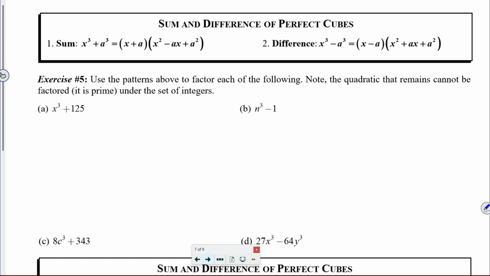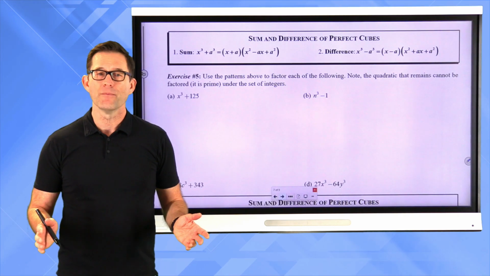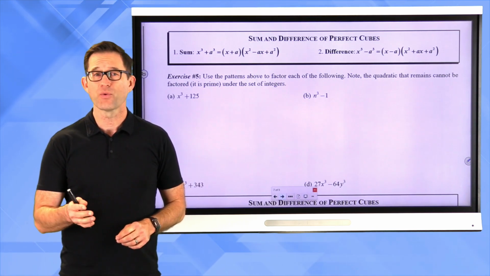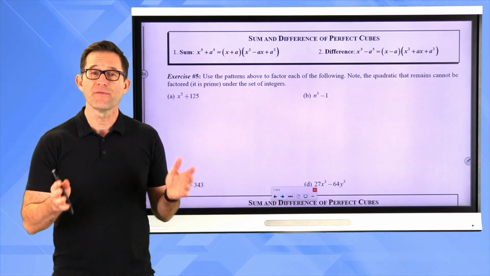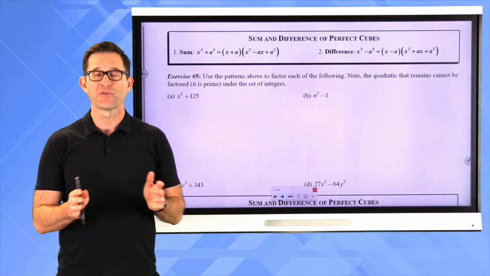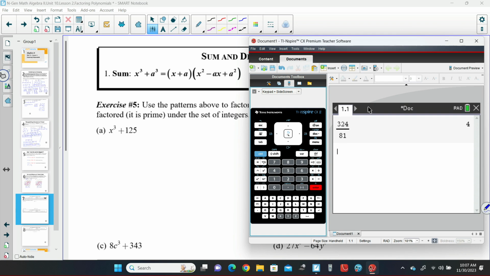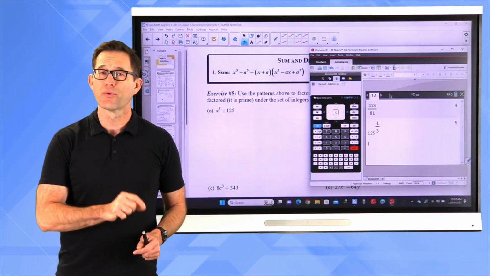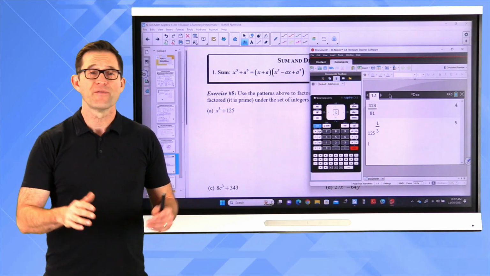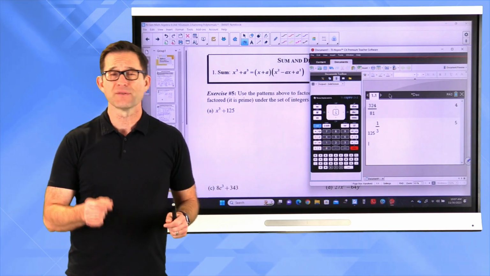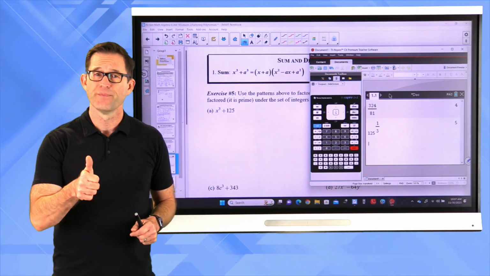Here we have x cubed plus 125. Now, this is only going to work if 125 is a perfect cube, and it is. 125 is 5 cubed. Of course, if you have any question about whether a particular number is a perfect cube, you can always take your calculator, put in the number, raise it to the 1/3, and see what its cube root is. So the cube root of 125 is 5. If you have any doubt, just take your calculator out and see what its cube root is, and if it's a nice integer, you're good to go.